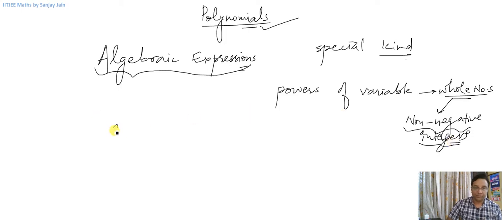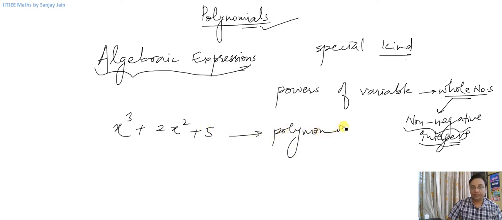Okay, for example, if I have got, let us say, x cube plus 2x square plus 5, this is a polynomial. This is a polynomial because powers of variable, that is x in this case, are whole numbers: 3, 2, or 5 can be written as 5 into x raised to power 0. So 0 is also acceptable. But negative powers, fractional powers, etc.